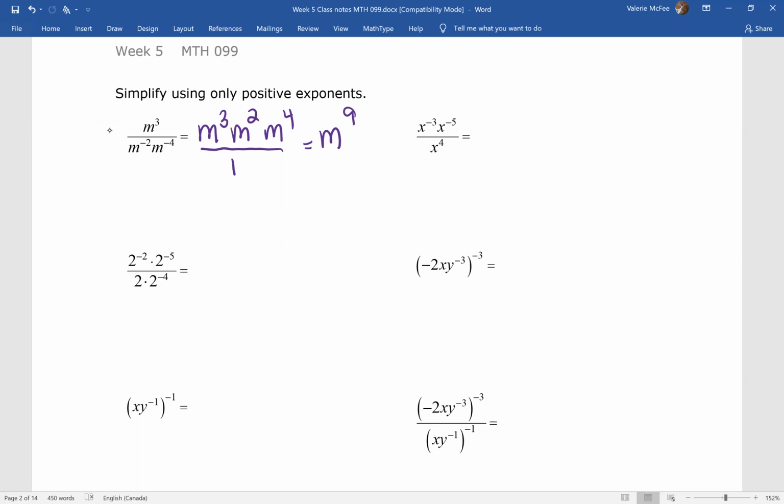Making them all positive. X to the power of 4 is already a positive exponent. I'll flip these down. That leaves 1 in the numerator. Keep the base, add the exponents. All right, pause your video. Maybe after you do one, turn it back on, check your answer, pause again, and keep working.